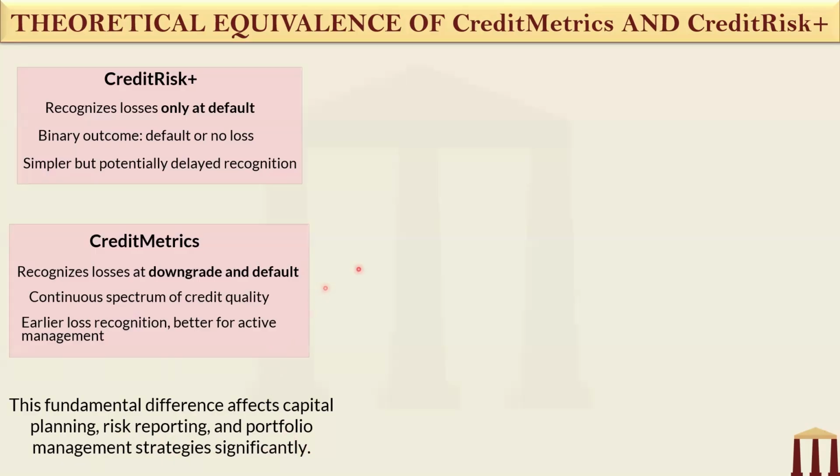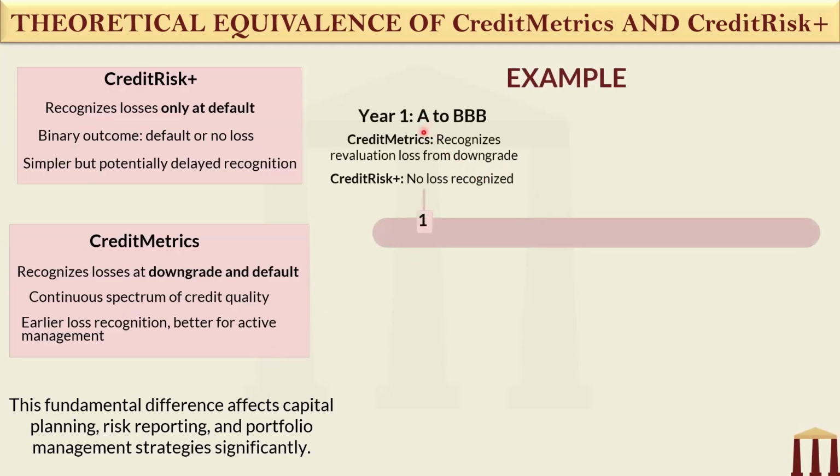Okay, so let's see an example. Let's see a simple example with a loan which started from, say, A. Okay, it starts out rated A. Now in year one, suppose the borrower is downgraded from A to triple B. Now under CreditMetrics, a revaluation loss is recognized immediately. And under CreditRisk+, no loss is recognized yet. Okay.